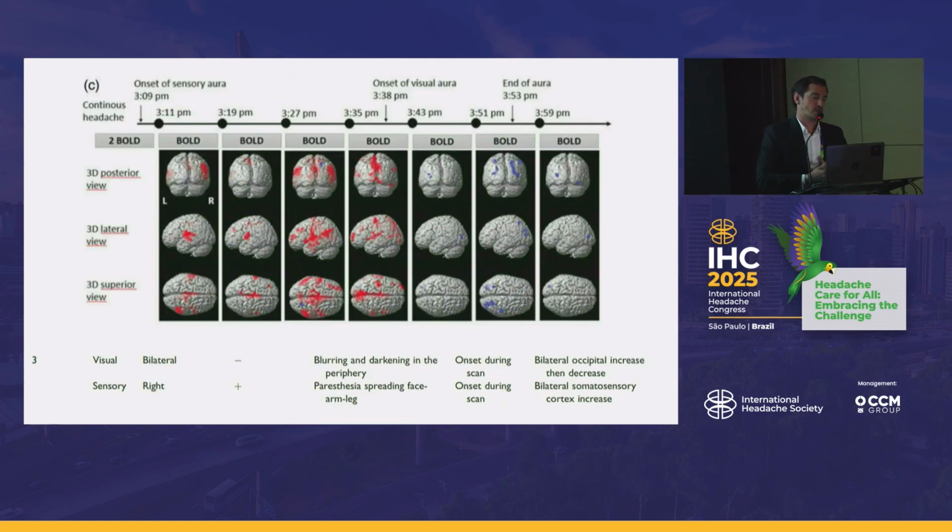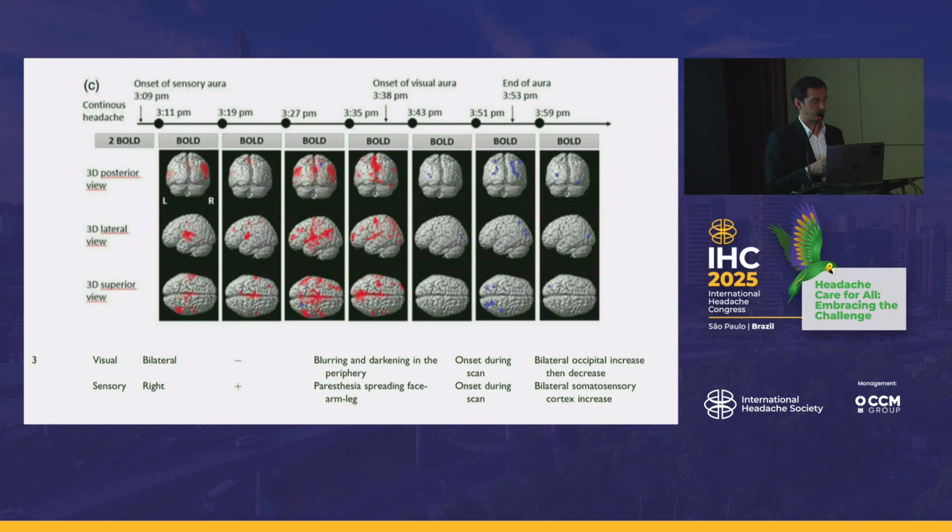The second patient had a somatosensory aura first. The sensory aura was purely right-sided. He felt paresthesia spreading from the face to the arm to the leg. And a few minutes later, 30 minutes later actually, he had a visual aura which was bilateral, with blurring and darkening in the periphery of the visual field.